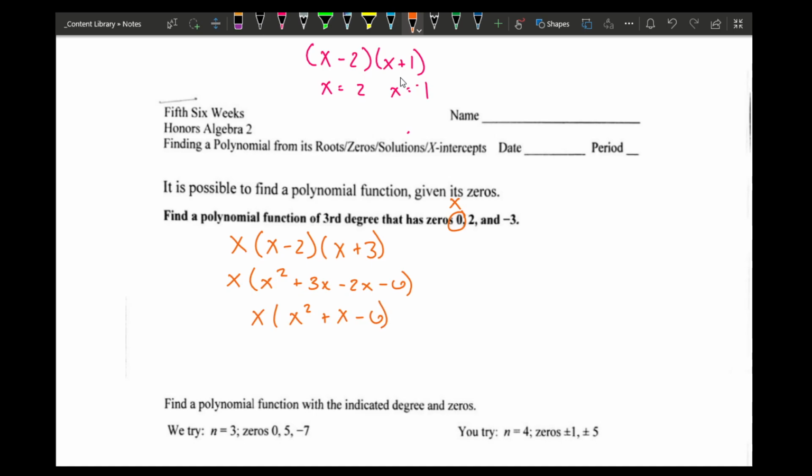Then I can distribute this x across. So we get x cubed plus x squared minus 6x. And this is the equation that has the answers of 0, 2, and negative 3. If you wanted to distribute this x and then distribute that, that's totally fine. Whatever you want to do.